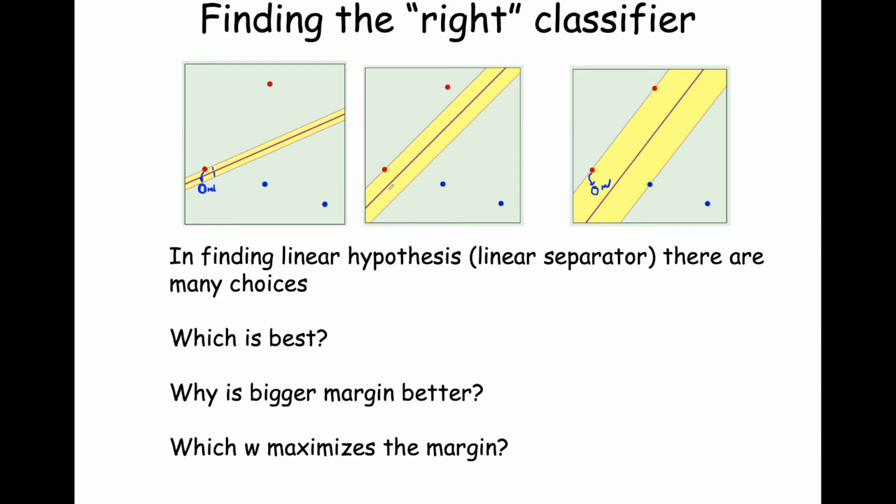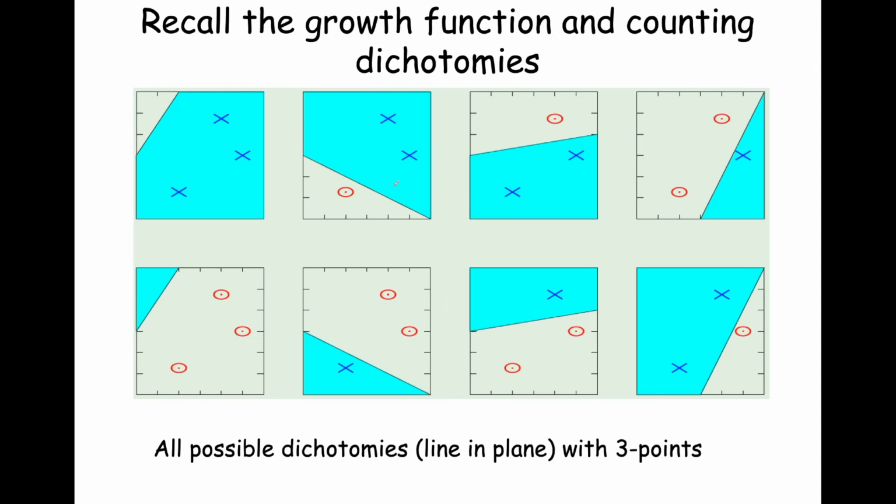And so now what we're endeavoring to do is not just find some hypothesis that minimizes in-sample error. We also strive to find a particular hypothesis, W, that also maximizes the margin.